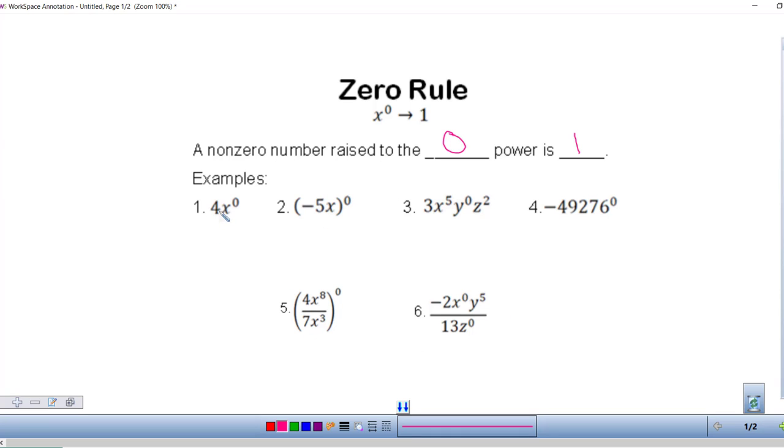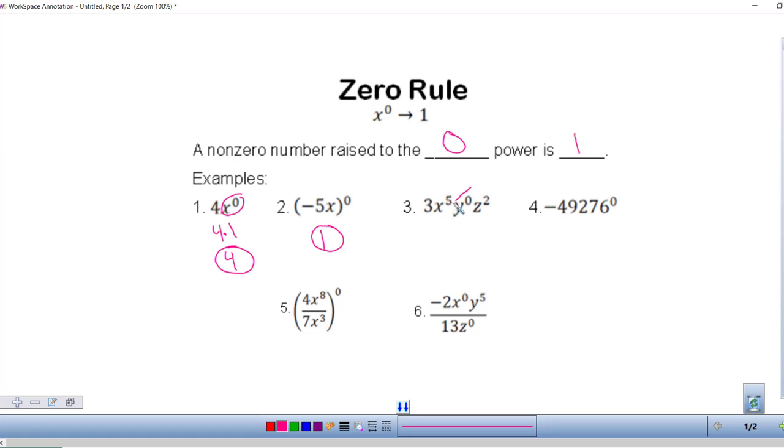For example, this one is 4x to the 0 power. X to the 0 power is 1, so this is like 4 times 1, which is just 4. So whenever we have a 0 power, we can get rid of it and just end up with a more simplified answer. This one, this whole thing, negative 5x, is to the 0 power, so the answer is just 1. I don't need to worry about multiplying by negative 5 because this whole thing, when it's in parentheses, is to the 0 power.